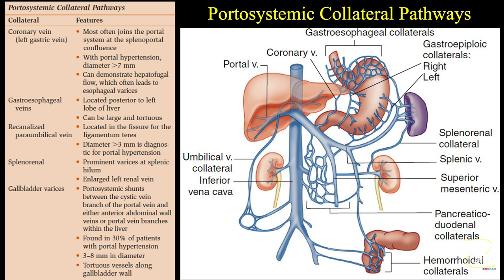There are several collateral pathways we want to focus on here. You'll get the collaterals adjacent to the gastroesophageal junction. You can see the dilated coronary vein. There might be recanalization of the paraumbilical vein. You may get splenorenal collaterals. You may also get gallbladder varices. There might be hemorrhoids, which we routinely do not evaluate.